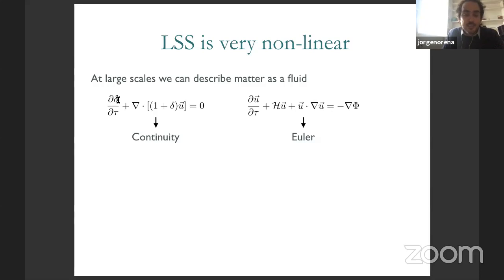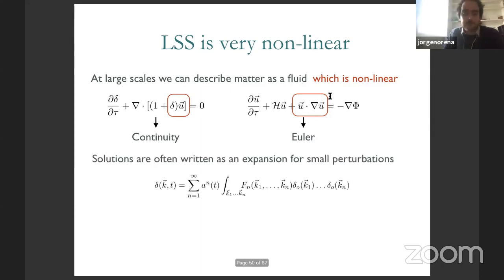So to see it, let me write down some simplistic model of large scale structure, where I write the dark matter density as a fluid that satisfies the continuity and the Euler equations. And we see that these equations contain nonlinear terms, as we all know from hydrodynamics. Hydrodynamics is very nonlinear. So we have to expand. While we can be perturbative, one can expand this in a perturbative series.